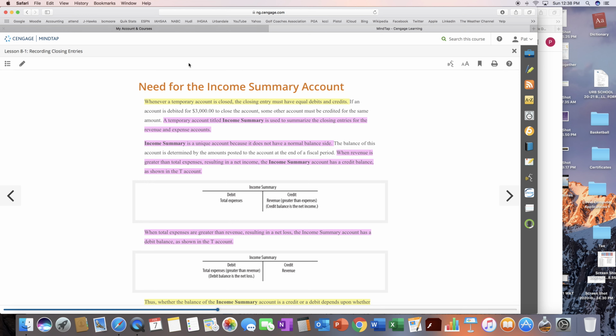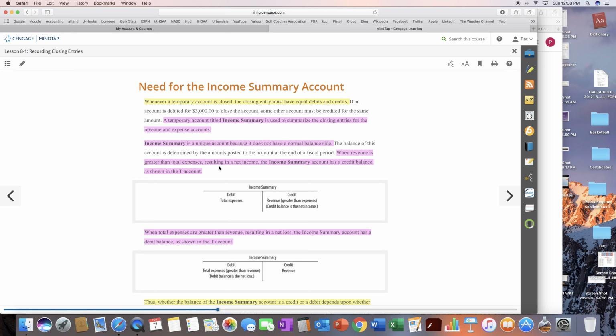We already talked about how temporary accounts need to be closed. A closing entry of equal debits and credits must be there. And we're going to do this by using income summary. It's a temporary account that's used to close the revenue and expenses. Income summary doesn't really have a normal balance, like assets is a debit, expenses is a debit, capital is a credit, sales is a credit. It doesn't have those normal balances. Income summary is unique. It does not have one.